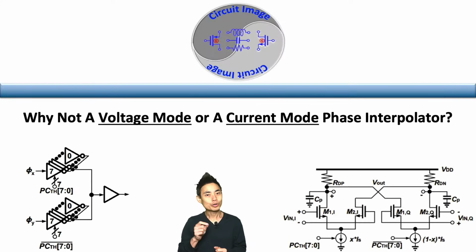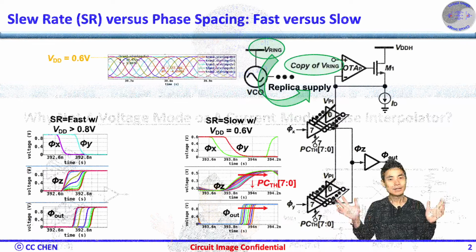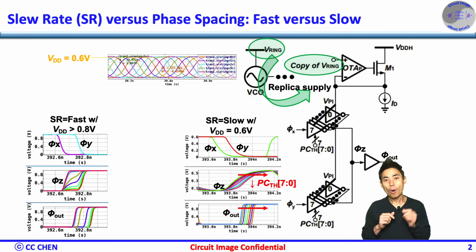Last time, we talked about the two most common phase interpolator PIs, which are a voltage mode PI and a current mode PI. But there are still a few challenges we need to be aware of. Then, you may know why some people did not prefer to use either one of them. Let's continue our last discussion and start with the voltage mode PI over the inverter-based PI.